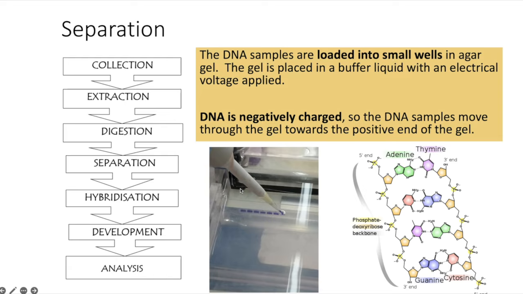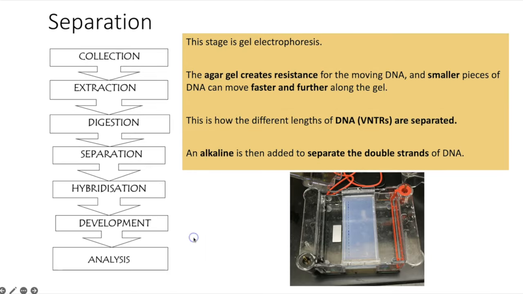To separate out the VNTR, those cut up fragments, the DNA samples are loaded into these tiny wells in a block of agar gel. The gel is then placed in a buffer liquid with an electrical voltage applied. DNA is negatively charged because of the phosphate groups, because there's a negative charge in that phosphate group. So the DNA samples will move through the gel towards the positive end of the gel. And they'll move at different speeds depending on how long the DNA fragment is, so how big that particular VNTR fragment is. And that is how it separates out.